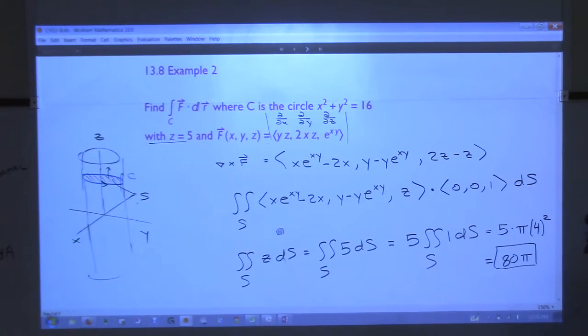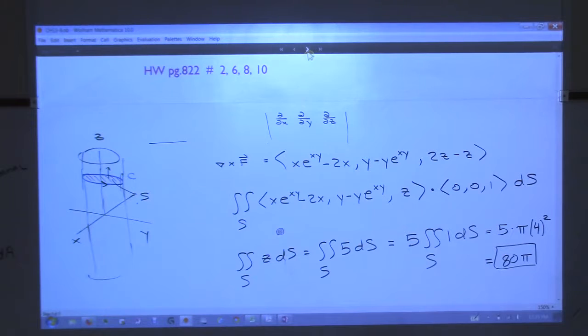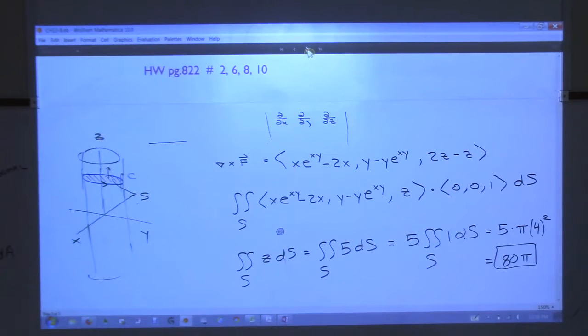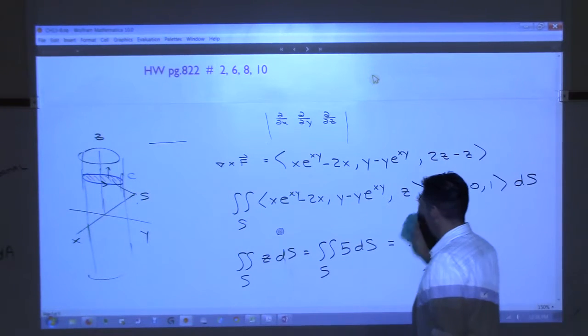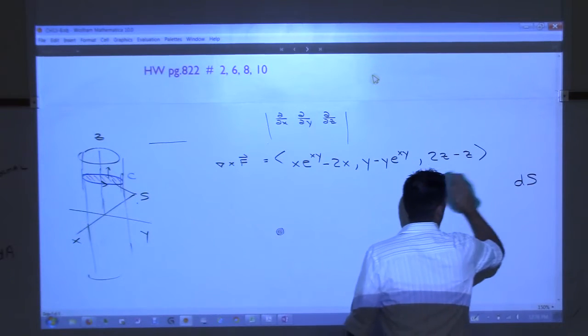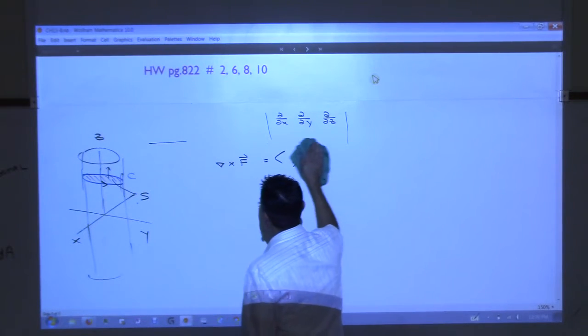All right, well, let me see how many more examples I have. I only have one more example. And then that's the homework for that section. And then we get the divergence theorem.